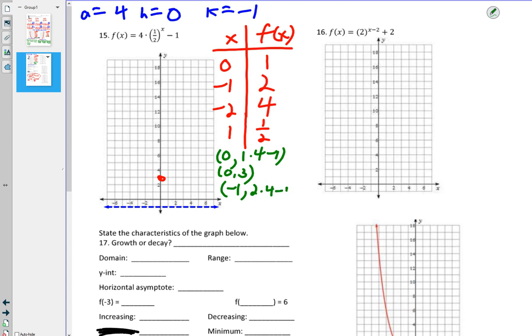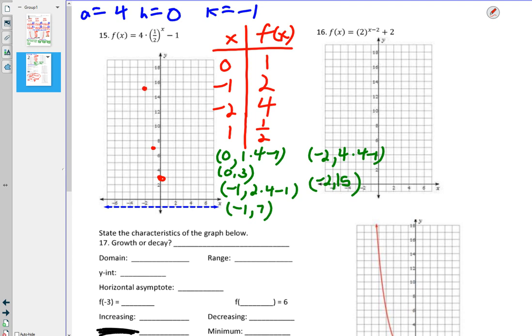And then the negative 1 would stay the same. 2 times 4, what's 2 times 4 minus 1? 7, so negative 1, 7. Negative 2, 4. Let's put it over here for a second. So the negative 2 would stay the same. 4 times 4 minus 1 is 15. So negative 2, 15.